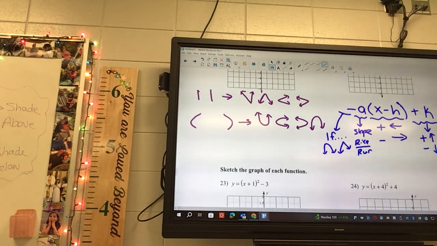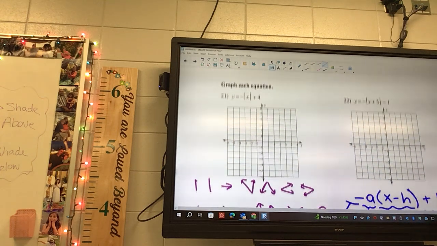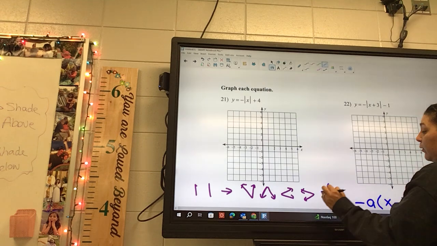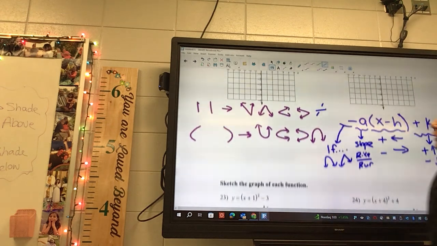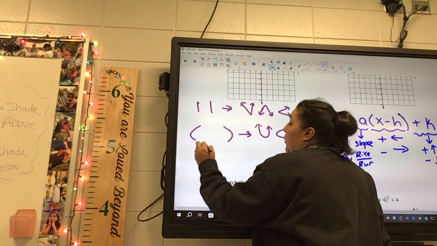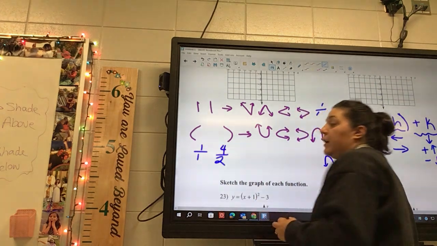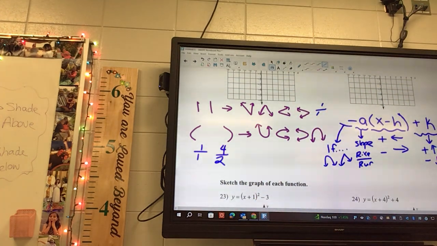Okay, so if we look at 21, first of all, is that going to be a V or a U? It is going to be a V. And I should have been more specific. V has an up 1/1 slope, so this is up 1/1. The U goes up 1/1 and then up 4/2. So that is the difference between the two.